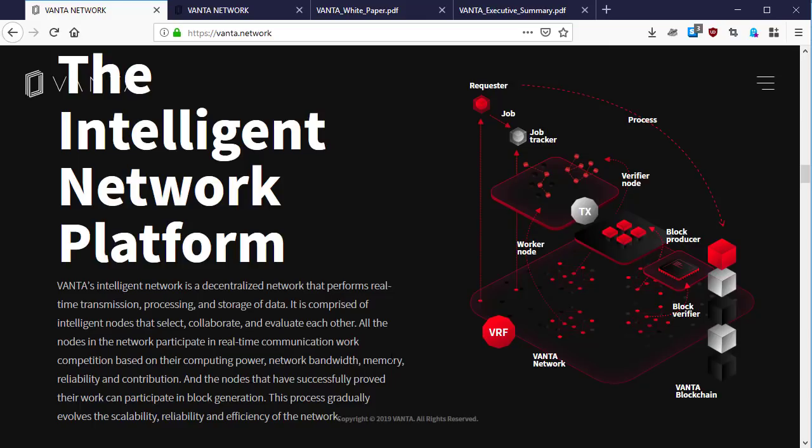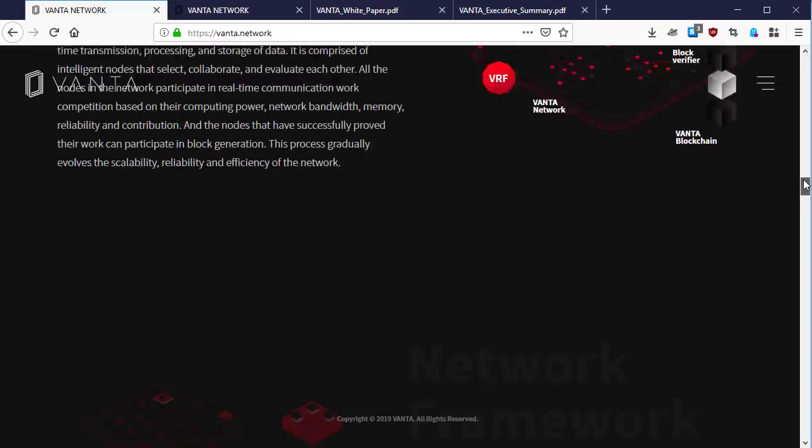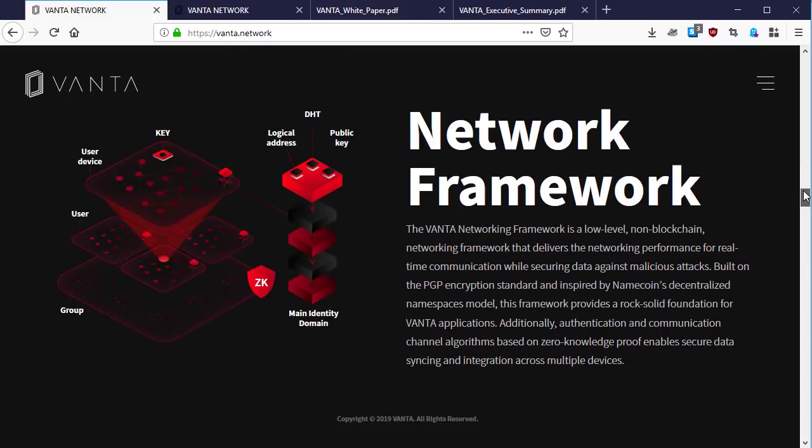Okay, so the network is using a new type of algorithm, which is known as PoN, proof of networking. The proof of networking is going to be done by the computers. The transaction is going to be verified by the strongest computers on the network, which are fast, reliable, and have strong bandwidth and memory. So this is the intelligent network platform. Let's scroll down and look at the network framework, which also has about 3 different layers.